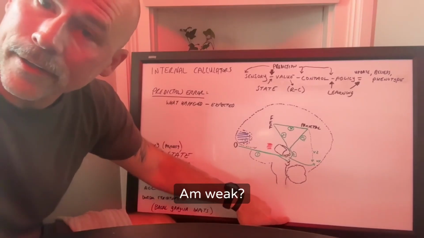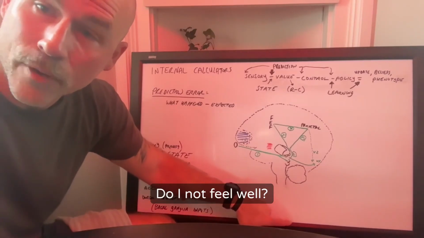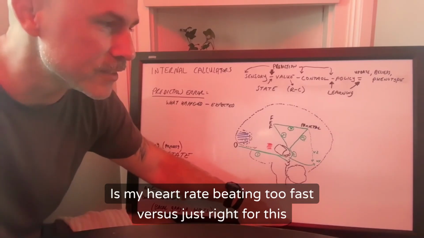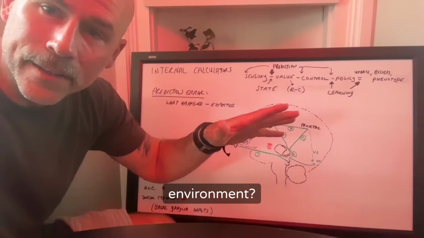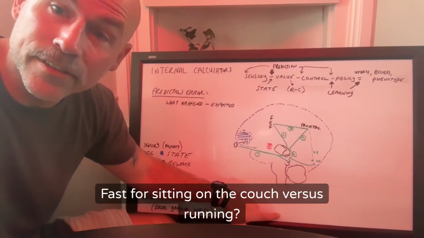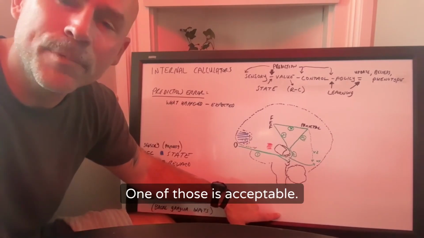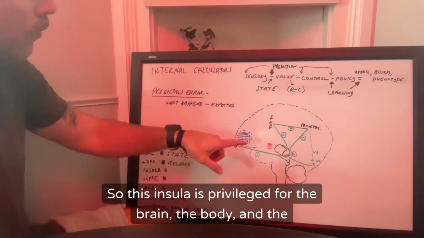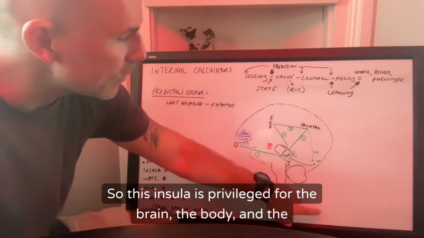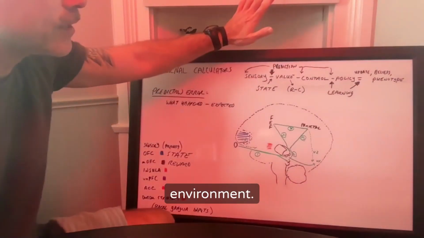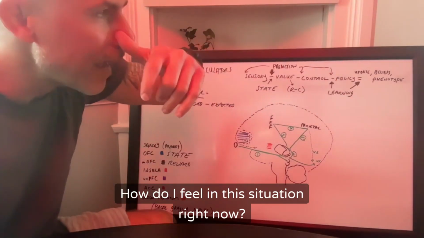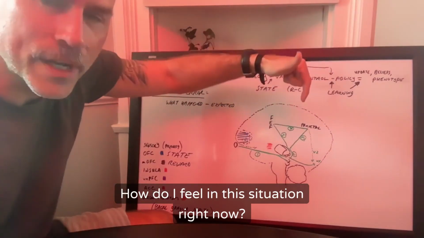Am I tired? Am I weak? Do I not feel well? Is my heart rate beating too fast versus just right for this environment? Is my heartbeat fast for sitting on the couch versus running? One of those is acceptable. The other one is not. So this insula, it's privileged for the brain, the body, and the environment. How is this living organism navigating the world? How do I feel in this situation right now?